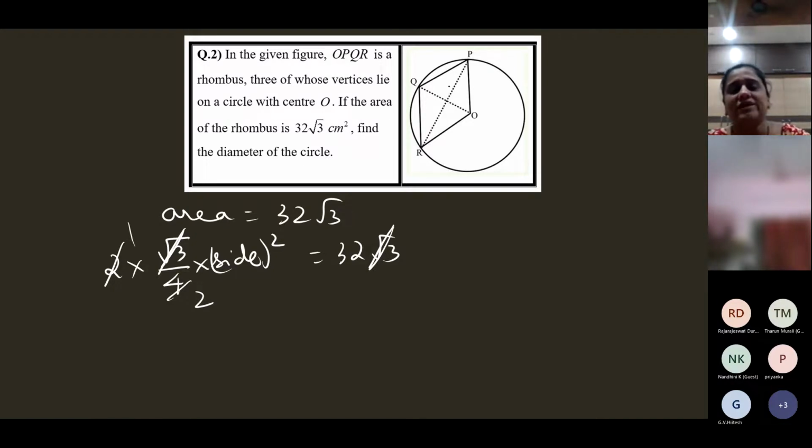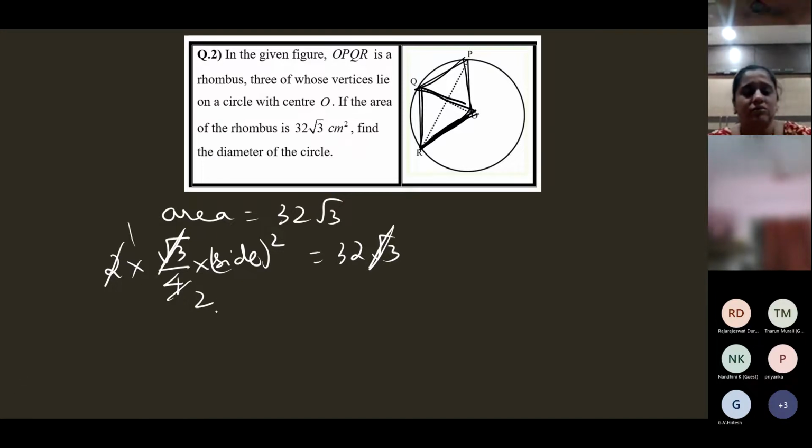See, side square is any side of the equilateral triangle. You can take this side, or this side, any side. But you take up that side which is also the radius. So maybe I've put OP. Yeah, I've taken OP. You can even write OR.